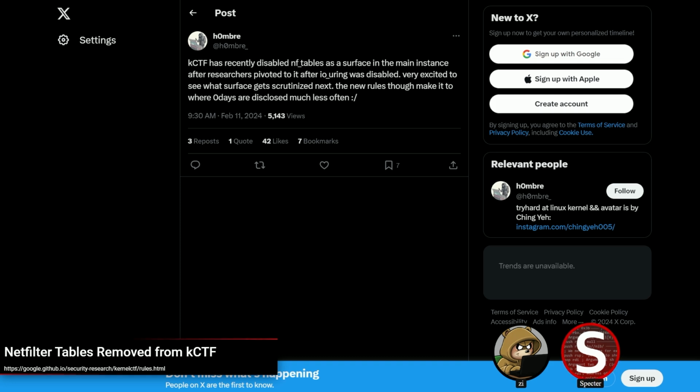Because from the jump, people could have told you that IOU ring and NF tables were bug farms. They didn't really need to run the vuln research program and pay out hundreds of thousands of dollars to get that insight. It was kind of already known. So from what I gathered about kCTF, the point of it was not only to survey the vulnerability landscape and see where vulnerabilities are coming from and whatnot, but also the exploit landscape, to see how bugs are getting exploited, see the techniques that are being used, how those could potentially be mitigated, which is why they also launched their mitigation instance.